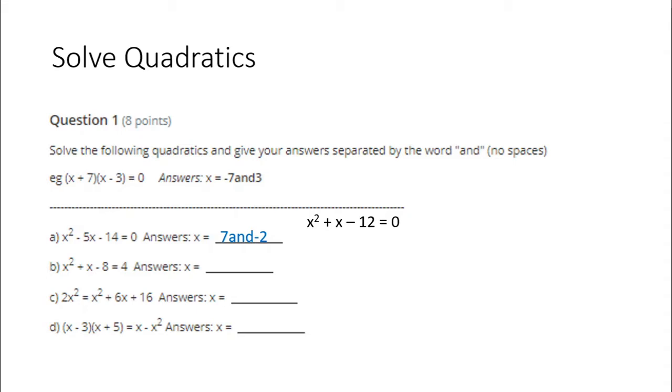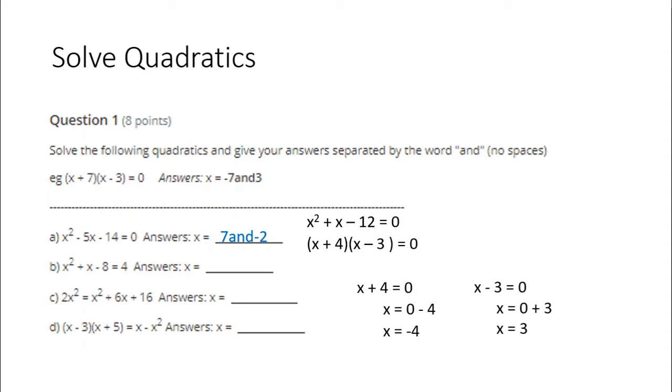Multiplies to make negative 12 and adds to make positive 1. That's positive 4 and negative 3. But again, those are not your answers. Those are the brackets that should be set equal to 0 to find your answers. So if x plus 4 equals 0, x must be equal to 0 minus 4, x is negative 4. If x minus 3 is 0, x must be equal to 0 plus 3, x is 3. So my two answers are negative 4 and positive 3, the opposite signs to the values you see in the brackets.